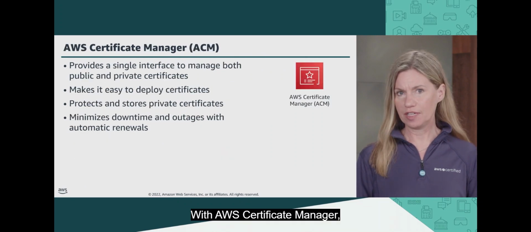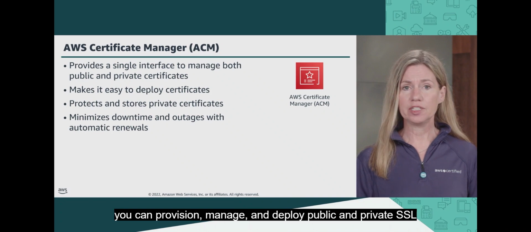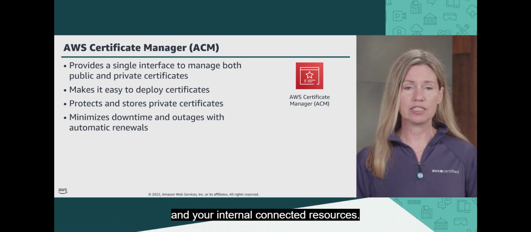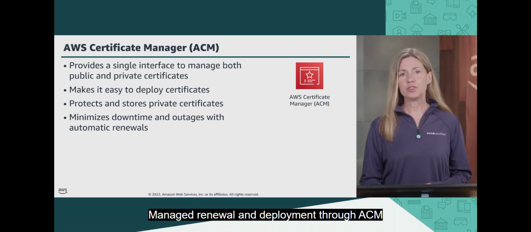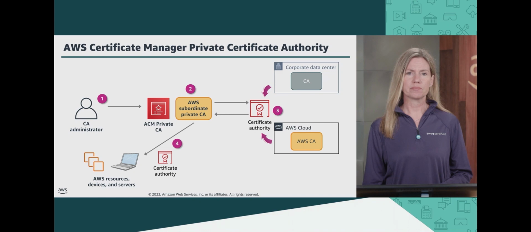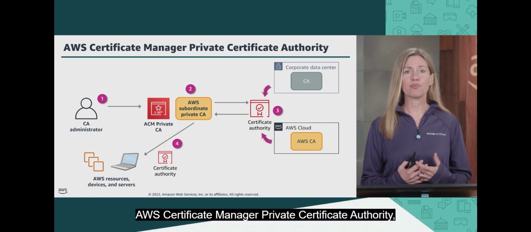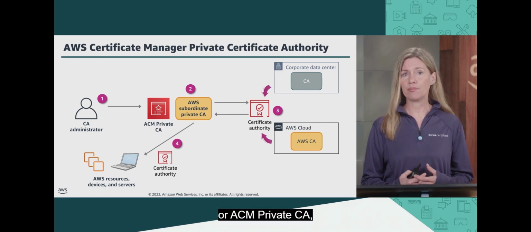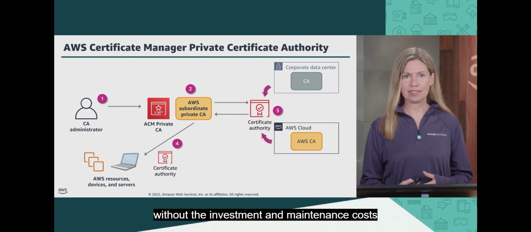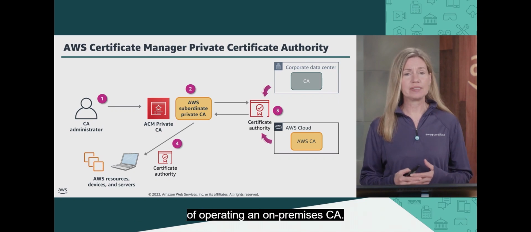With AWS Certificate Manager, you can provision, manage, and deploy public and private SSL and TLS certificates for use with AWS services and your internal connected resources. Managed renewal and deployment through ACM can help you avoid downtime due to expired certificates. AWS Certificate Manager Private Certificate Authority, or ACM Private CA, creates Private Certificate Authority, or CA, hierarchies without the investment and maintenance costs of operating an on-premises CA.